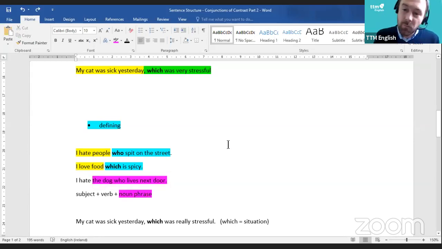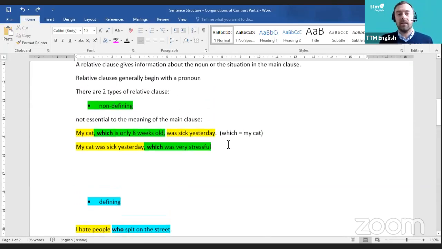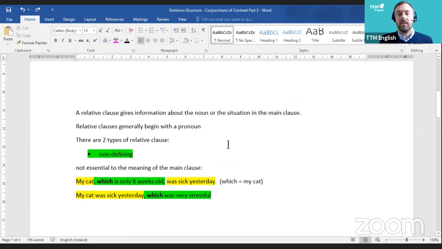So what we see here is if we understand these things, if we can use them without making errors, it opens up a whole world of opportunity for our writing and our speaking.